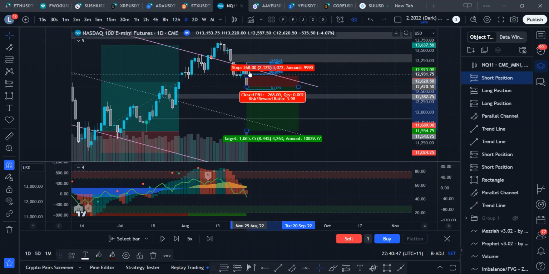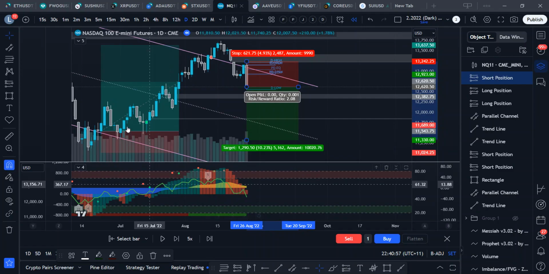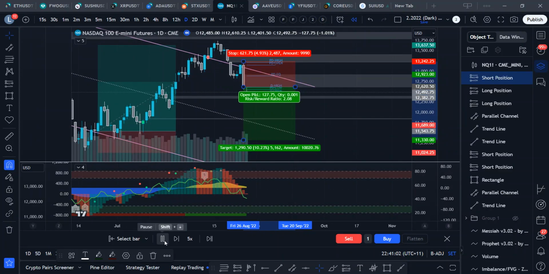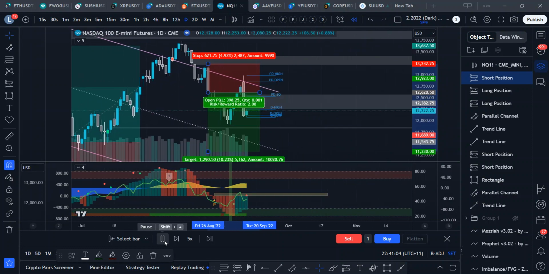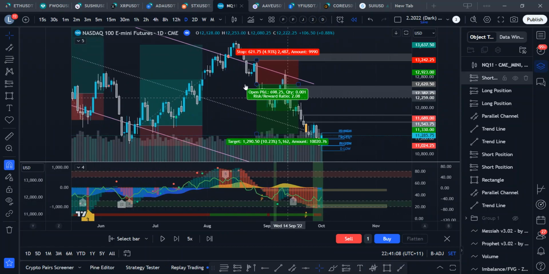So let's try and take a short off this. This looks like a strong rejection. It worked for us down here. Let's try and take this and see how far it goes down. Maybe just to this level here. And let's find out. I'm looking at these lows. Boom. So we never hit our stop.